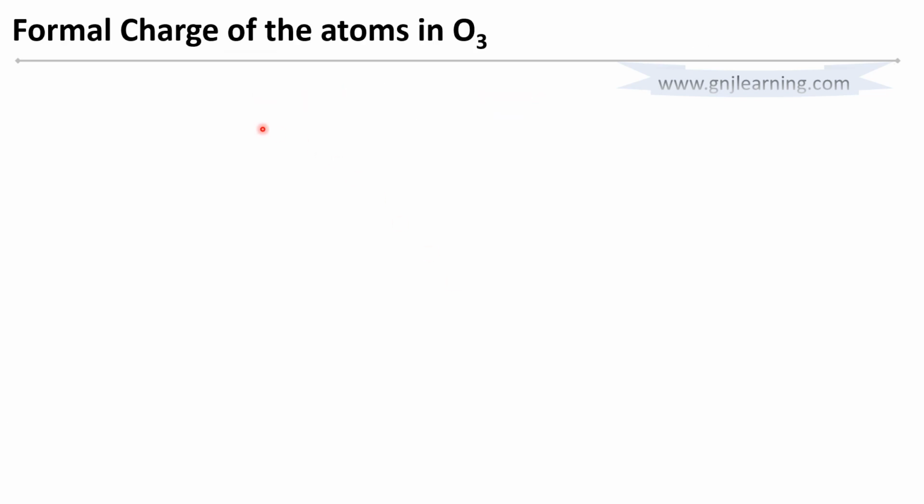So first we are going to see the formal charge of the atoms of ozone. We know that ozone is quite vital for life on the Earth's surface, because it is protecting all organisms from the harmful radiation of sunlight. And this ozone has 3 oxygen atoms. We will study ozone, its properties and preparation in detail in next year's topics.